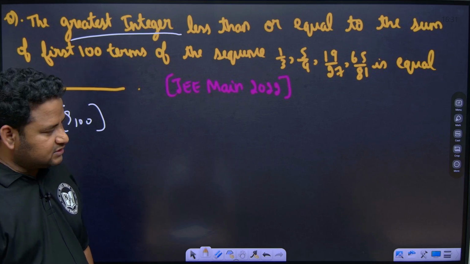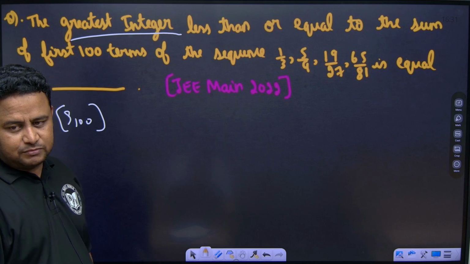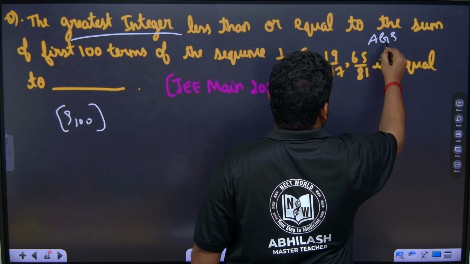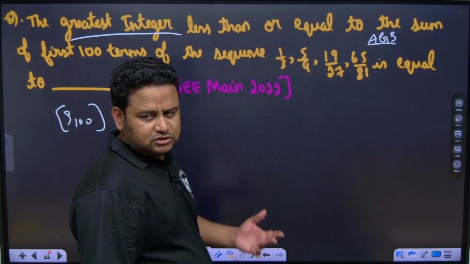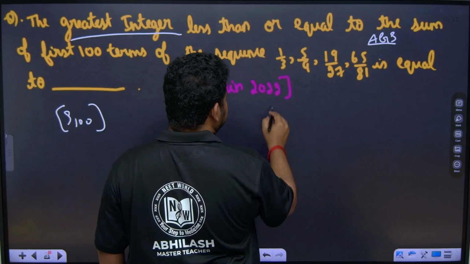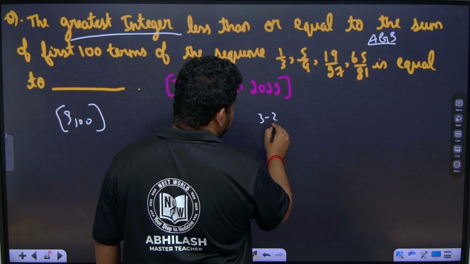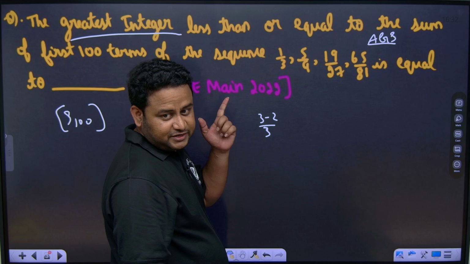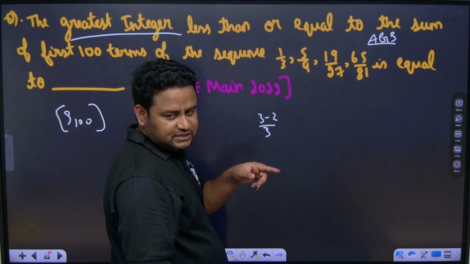Okay, that is nothing but AGS, we call it arithmetic geometric series. But that is actually not there for you. Using that also we can solve, without that also we will solve. Now this one can be written as 3 minus 2 by 3. This we solved in inverse trigonometry also, tan inverse of x minus tan inverse of y.